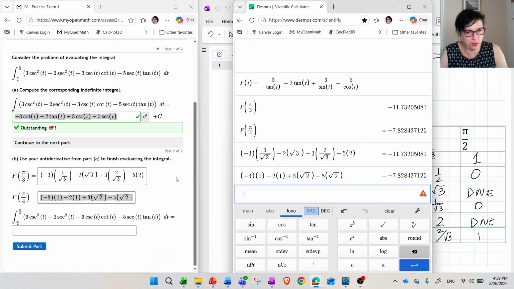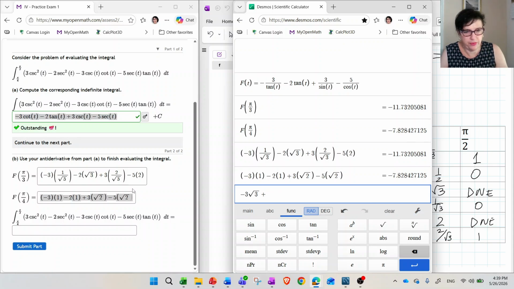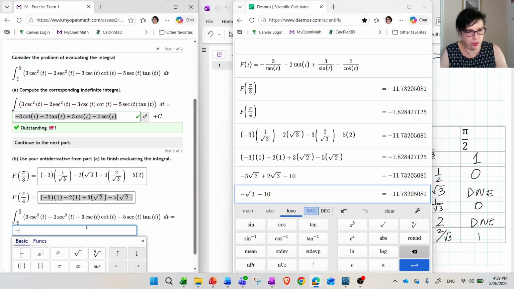So 3 divided by square root of 3, that's square root of 3. Minus 2 square root of 3, that's actually minus 3 square root of 3. Then plus 6 divided by square root of 3. So actually I can just do 3 divided by square root of 3 is square root of 3 multiplied by 2. So that's another 2 square root of 3 minus 10. So it looks like on the top I actually have minus square root of 3 minus 10. Yeah, so that's my top, minus square root of 3 minus 10.